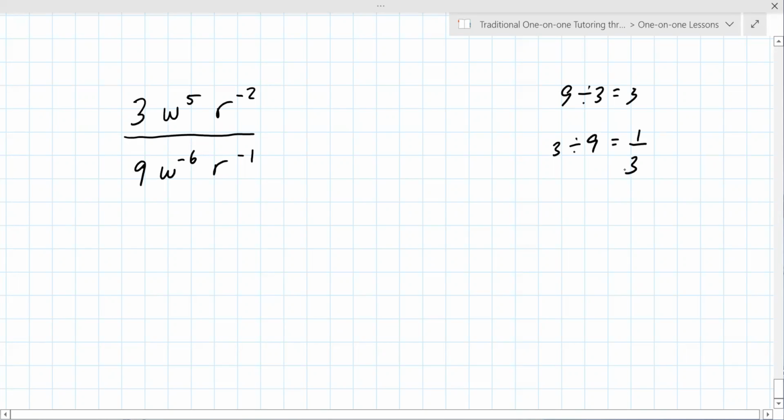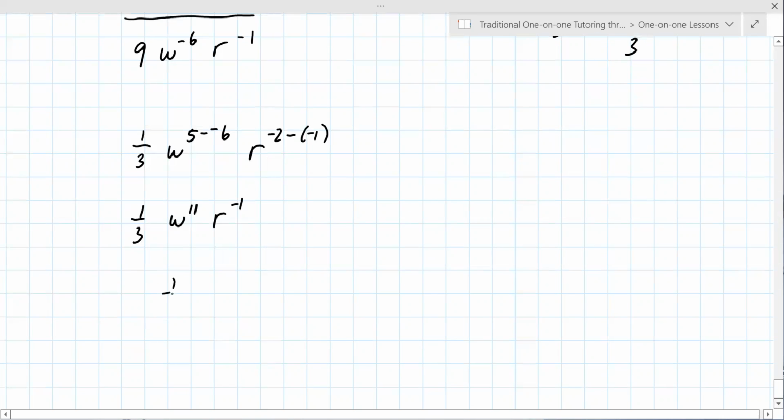Now you will eventually see where to write this, but for now, just write it as if it's going in the numerator. Okay. So then it's W, and I'm not gonna write that yet. 5 minus a minus 6, minus 2 minus a minus 1. So we got 1/3 W to the 11th. The two minuses here make a plus, so it's R to the minus 1. So here is one form of your final answer.